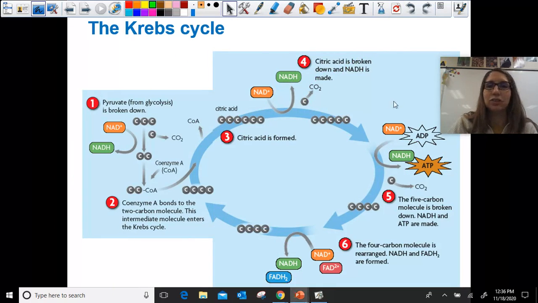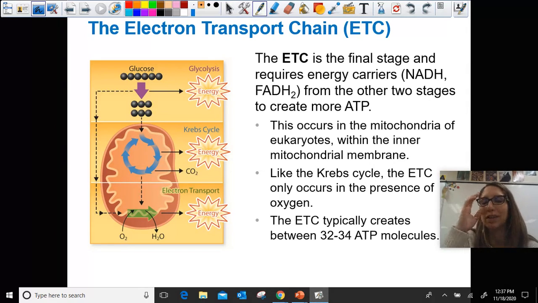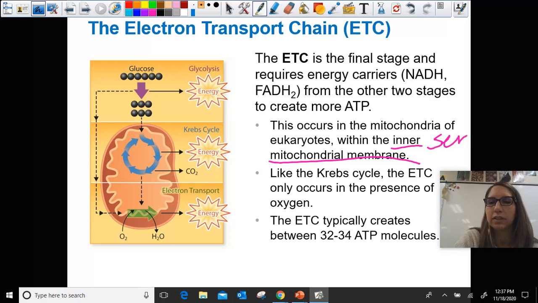Last stage is called the electron transport chain, also known as the ETC. So instead of saying electron transport chain, a lot of times we just say ETC. The ETC is similar to what we saw in photosynthesis in that we're dealing with a number of proteins in this inner mitochondrial membrane this time. So unlike in photosynthesis, where this was in the thylakoid membranes that make up the grana, this is in the inner mitochondrial membrane. And this is, again, a series of proteins.